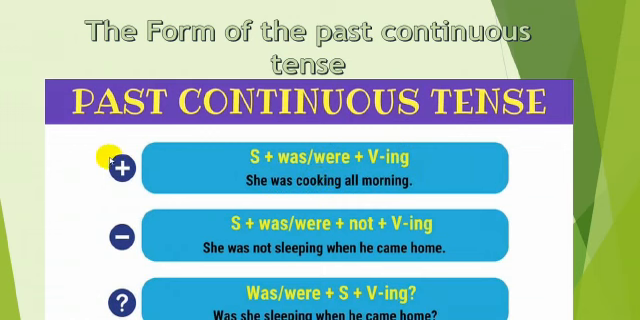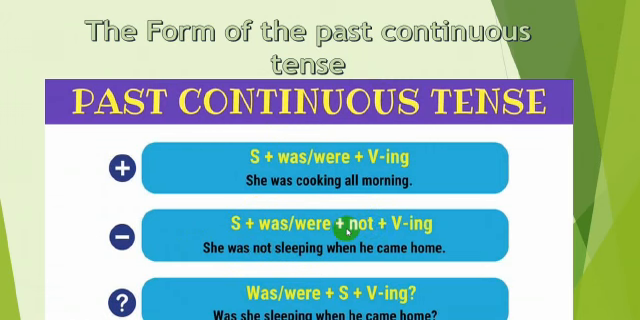Let us check what if I want to make the sentence negative. It is super simple. I only add not after was or were. That's all. I do not change anything. So it's going to be like this. She was not sleeping when he came home. All I did here was add a not right after was or were. So the negative form is the subject plus was or were plus not plus the verb plus ing.